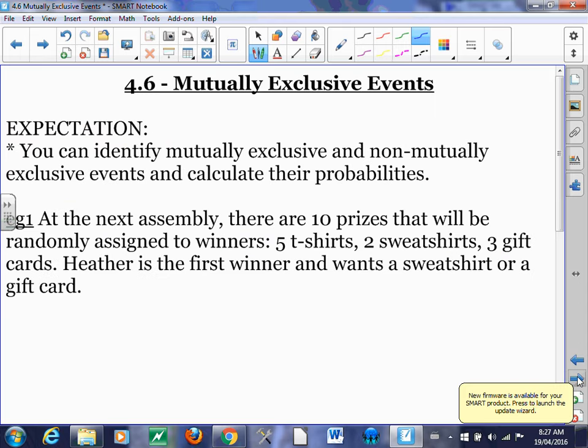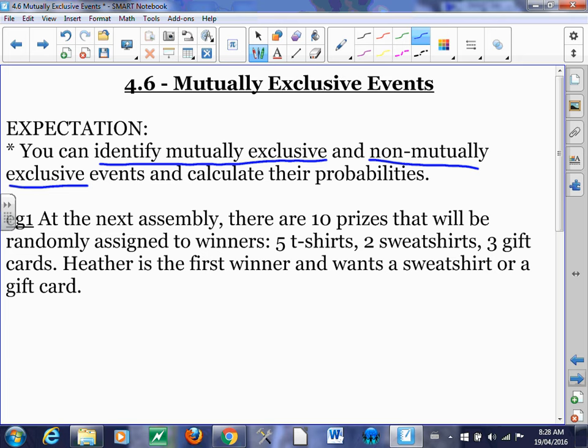We're going to take a look now at our lesson for today. So mutually exclusive events. And here's what we're trying to learn today. We're going to identify when things are mutually exclusive or non-mutually exclusive, and we're going to calculate their probabilities. Okay, so let's take a look at this example.